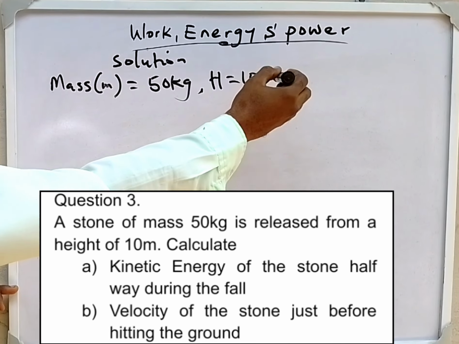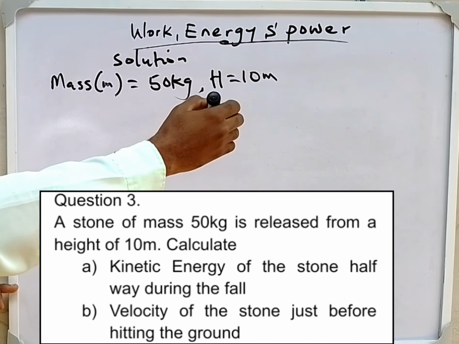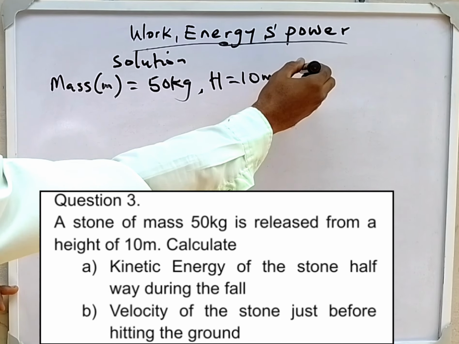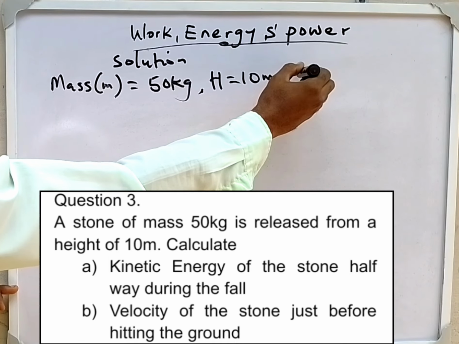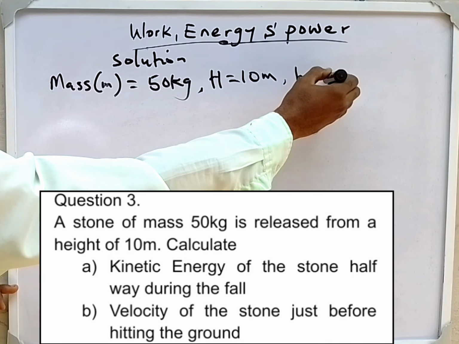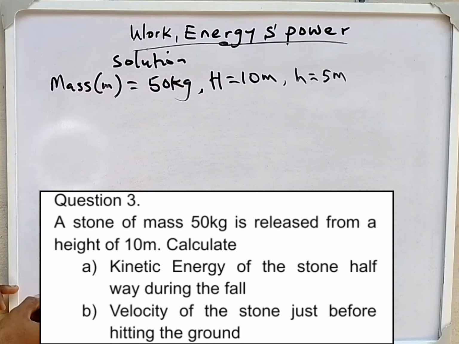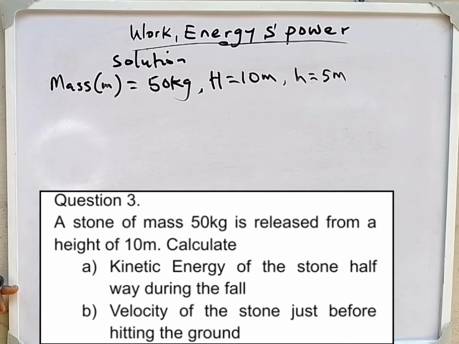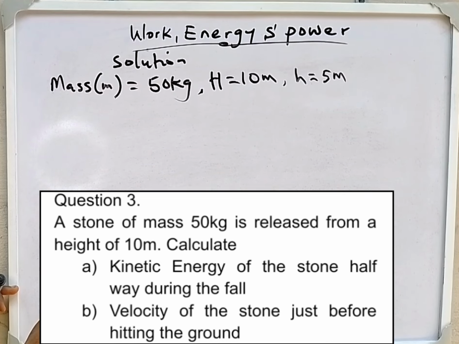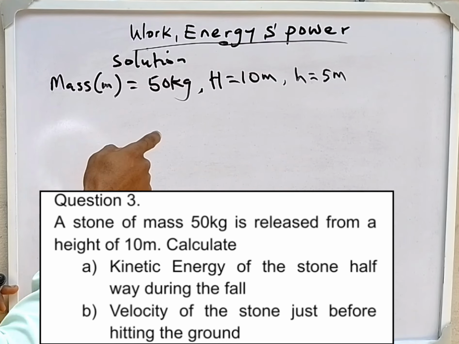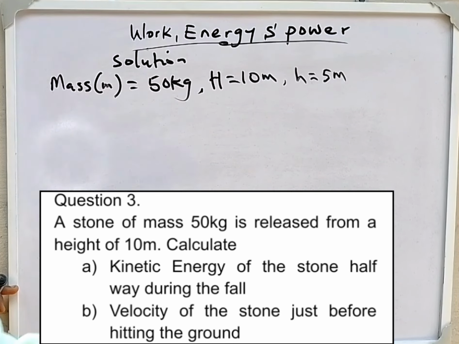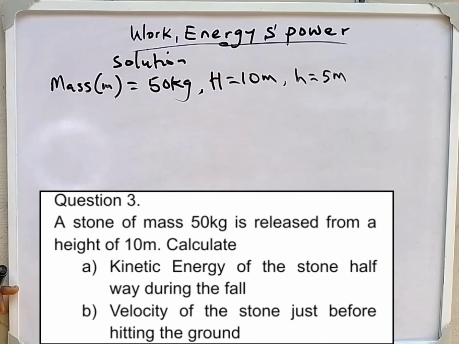Then we are asked to calculate the kinetic energy halfway. So at halfway, h will be 5 meters. Small h represents the height at halfway during the fall. So as the object is dropping from 10 meters, once you get to half of 10 meters, the height becomes 5 meters. So it is at this point you're asked to calculate the kinetic energy.